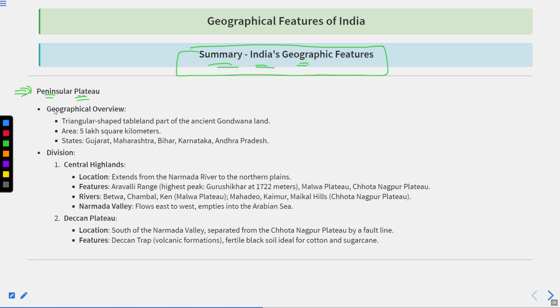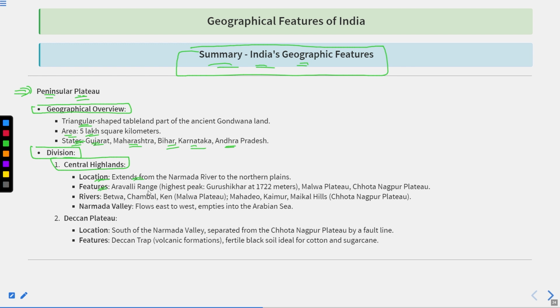If we talk about the geographical overview, remember this is a triangular shaped tableland that is a part of ancient Gondwana land. Area, if we talk about, 5 lakh square kilometers. States, if we talk about Gujarat, Maharashtra, Bihar, Karnataka, and Andhra Pradesh. Division, if we talk about Central Highlands. Location extends from the Narmada River to the northern plains.